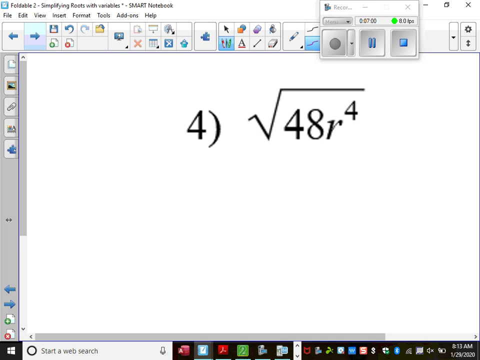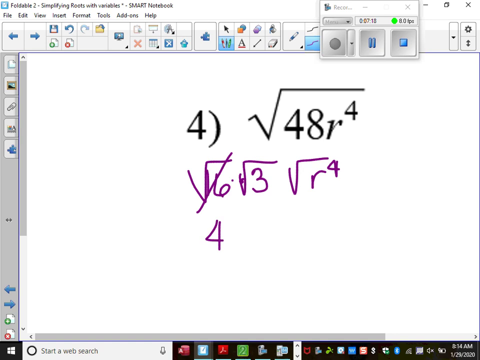Okay, for this one here, which we actually just did on the calculator, it's going to be 16 times 3. And then r to the 4th is already a perfect exponent because it's even. So I'm going to take the square root of 16 out, which is what? 4. Take the square root of r to the 4th out, so I divide it by 2. That's going to give me r squared, and then I'm left with rad 3. All right?